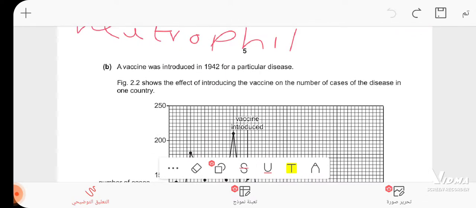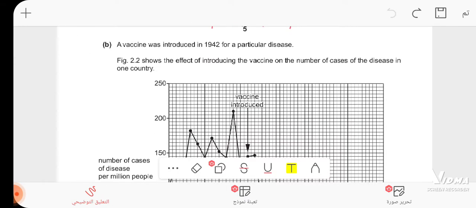A vaccine, let's move to B. A vaccine was introduced in 1942 for a particular disease. Figure 2.2 shows the effect of introducing the vaccine on the number of cases of the disease in one country. That is, a country exposed to a disease such as COVID-19, okay, and they introduced a vaccine, such as many vaccines that are found, to fight this disease or to inhibit that disease.